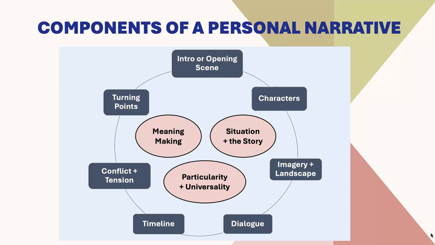This is just an infographic. I will not spend much time on this, but I will review all of these elements of a personal narrative. The inside there, those are the key components of the objectives of a personal narrative. So you need to make meaning, you need to have a situation and a story. And you also need to look at particularity and universality: universal truths, universal themes, universal struggles of life, and we'll talk about that later. And then around that are the slides I will go into. So each of these represents a component of what we will discuss today.